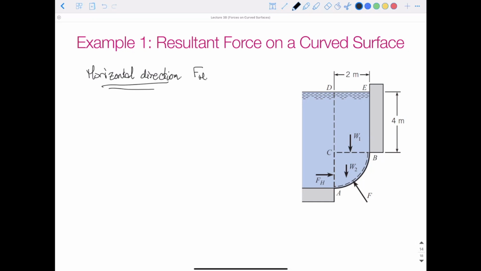In the horizontal direction, we said that FH is equal to the pressure at the center of gravity times the area of the horizontal projection, or the area of section AC. So where is the center of gravity of that horizontal projection AC?